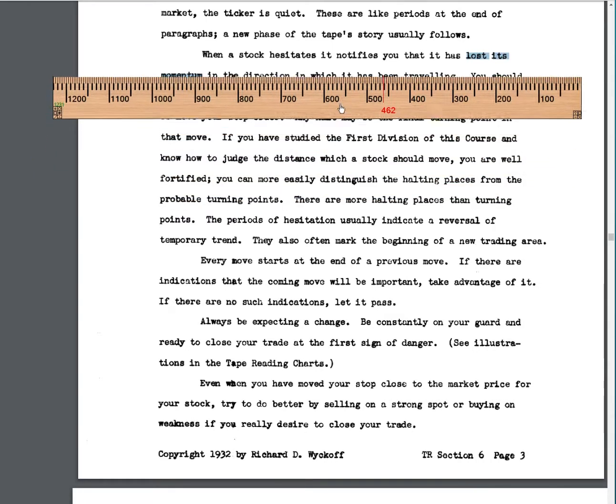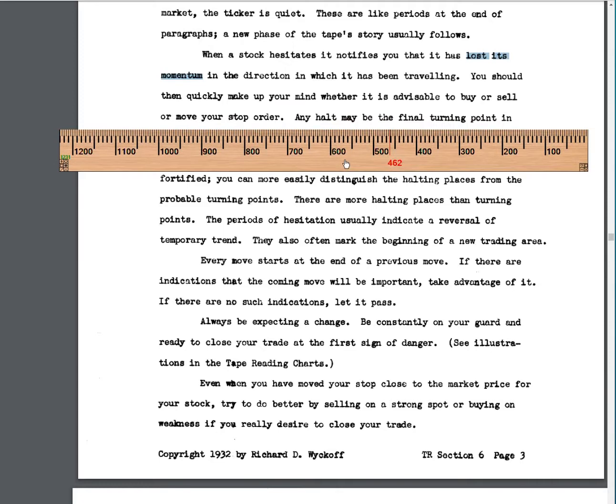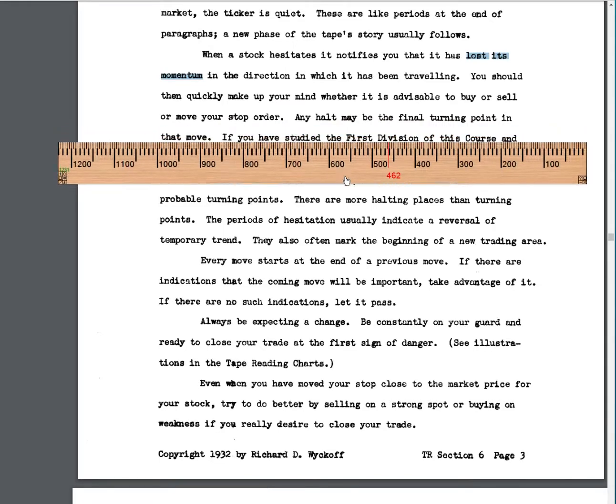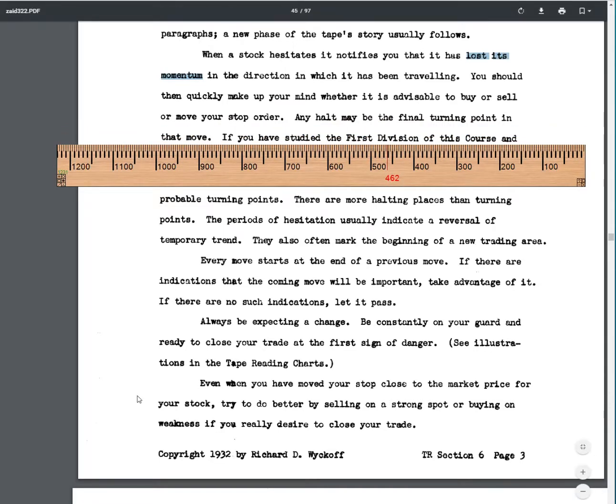So it's lost in momentum. Okay, you should then make up your mind. Any halt may be the final turning point in that move.